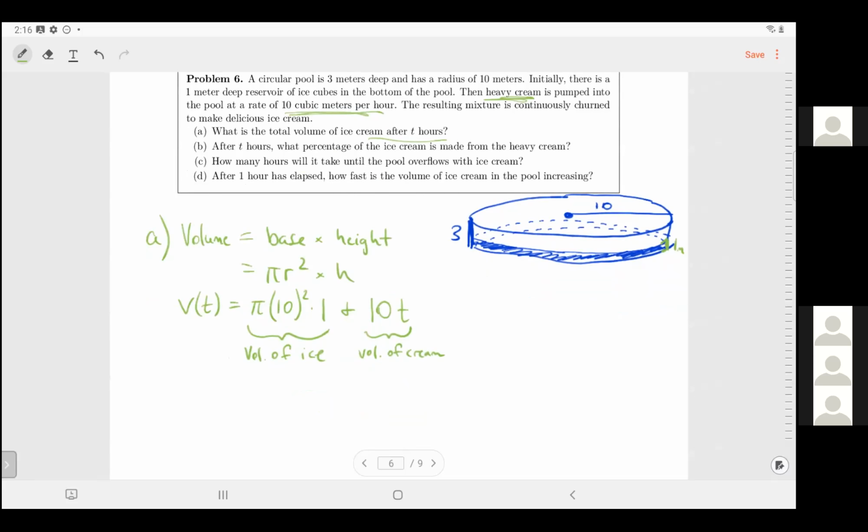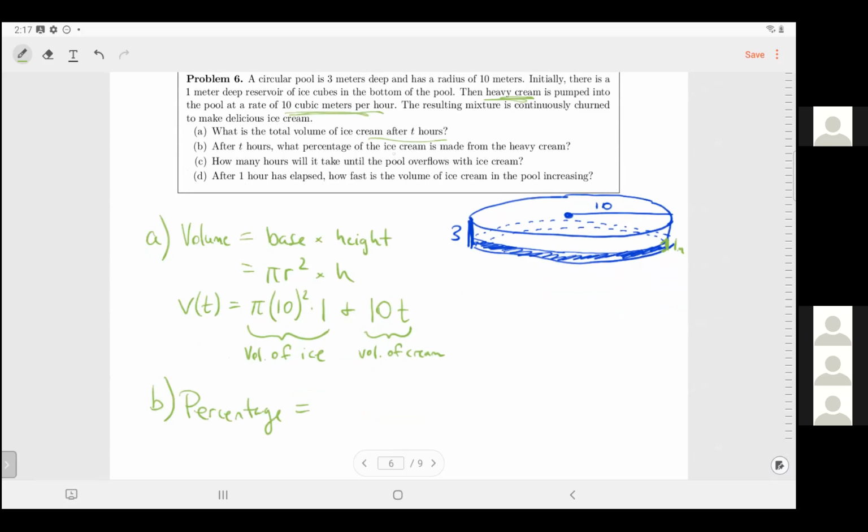All right, after T hours, what percentage? Okay, so no calculus yet, but after T hours, what percentage of the ice cream is made from heavy cream? So this is sort of in line with a paint mixing problem, except maybe not as hard. How would we figure that out? Would it be 10t over 10t plus pi 10 squared?